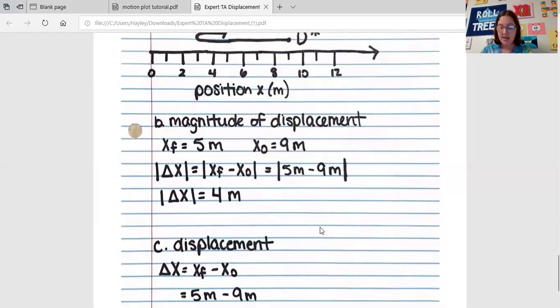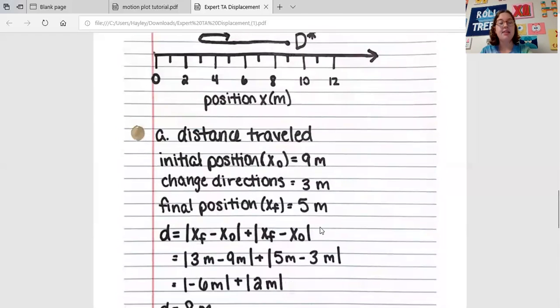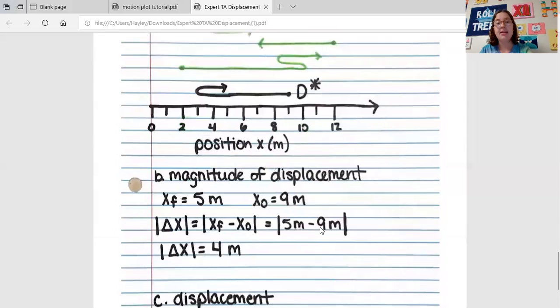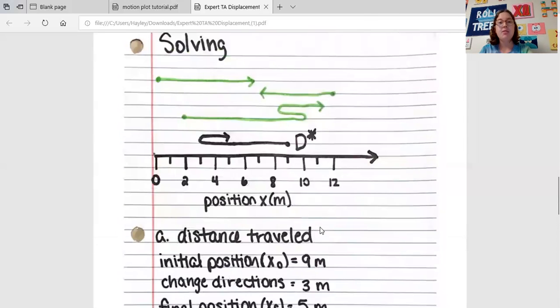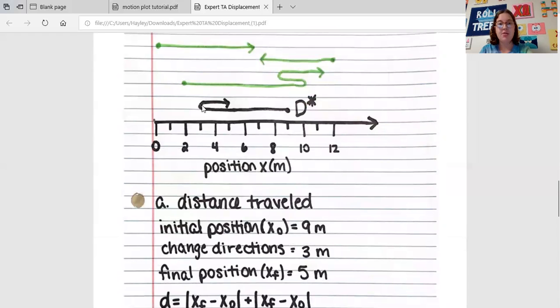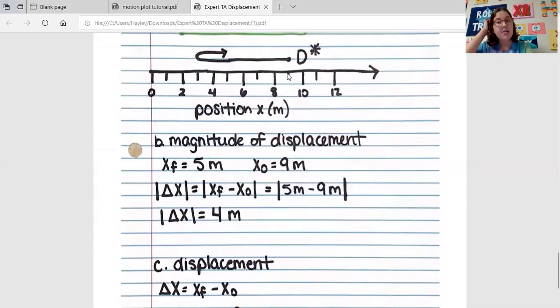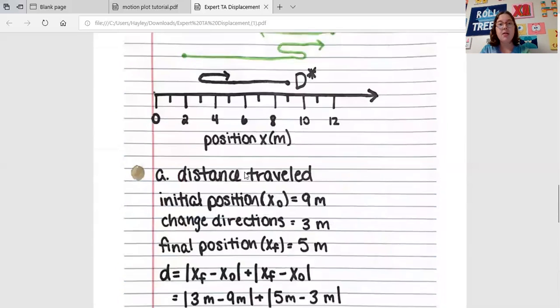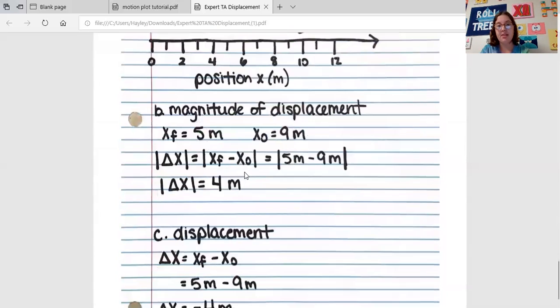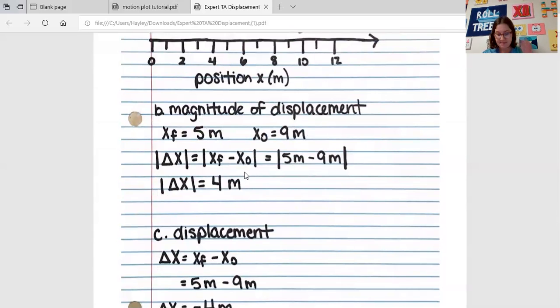And then another thing to note is that there is a difference between distance traveled and magnitude of displacement. So the distance traveled is going to include this entire line. So you're adding up all of the distance. Whereas for magnitude of displacement, you are just finding the difference between the initial position and the final position. So the distance traveled can be larger than the magnitude of displacement for that reason.